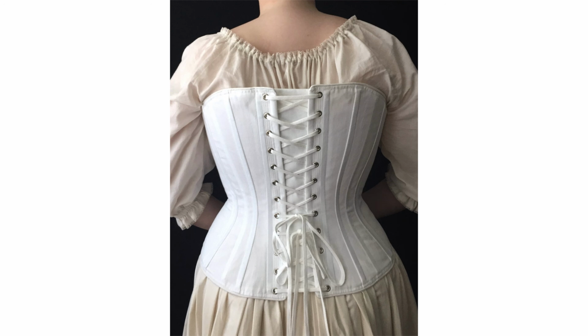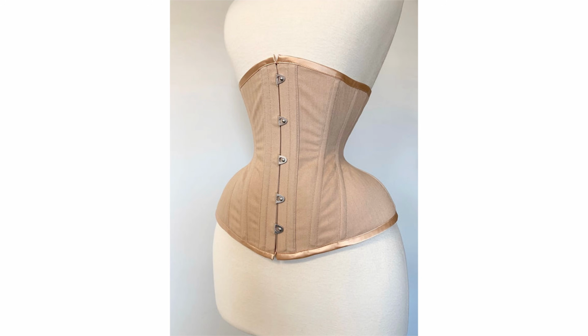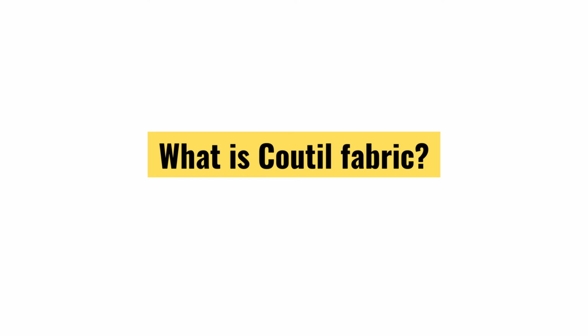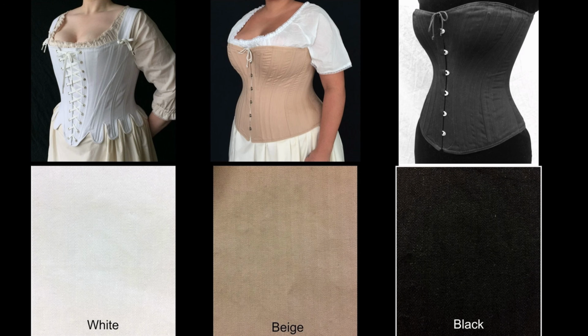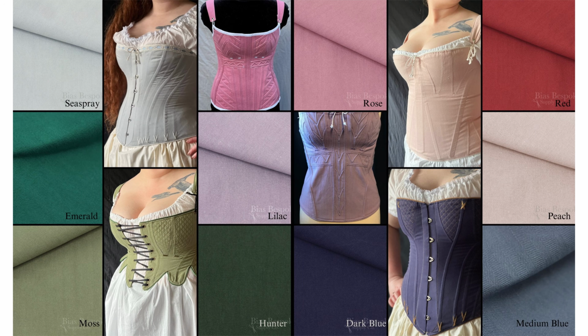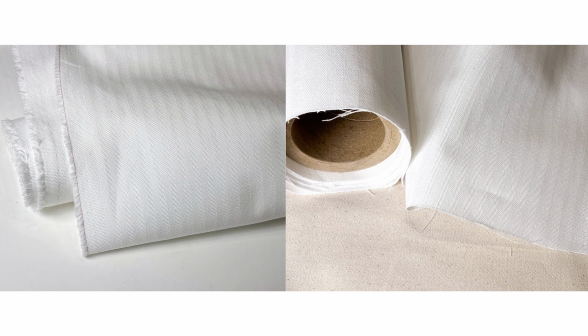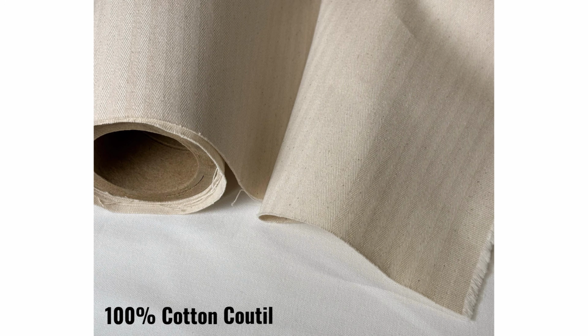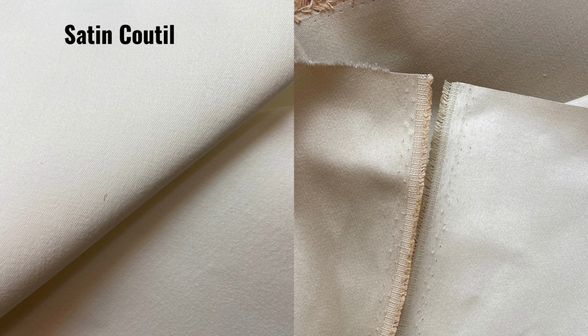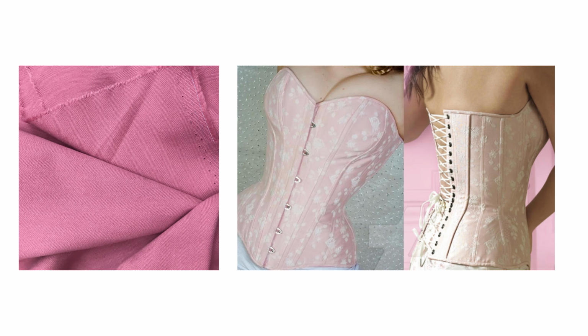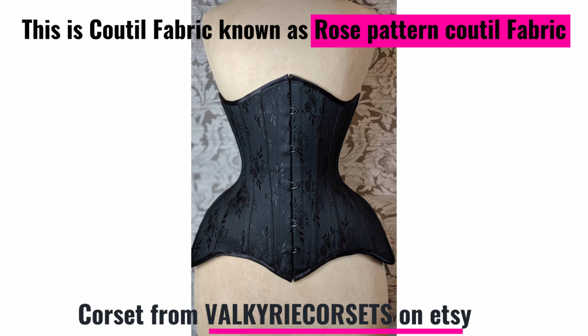So next is a fabric that corset makers like to use instead of fusible interfacing, and it's called Coutil fabric. What is Coutil fabric? It's a tightly woven durable fabric which was invented in the 19th century, often made of 100% cotton, specifically designed for corset making. It's known for its strength, stiffness, and resistance to stretching. It comes in a satin finish or more common herringbone weave. The herringbone weave prevents the fabric from stretching out of shape.